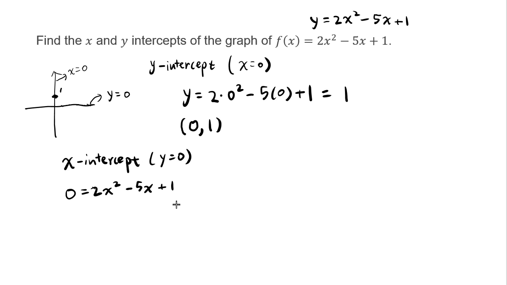How do you solve a quadratic equation? Well, if you can factor it, that's great. You can solve the quadratic equation by factoring. But if you try, you'll see that this cannot be factored, because if you multiply the first and last, 2 times 1 is 2, and you're looking for two numbers that multiply to 2 and add up to -5. No matter how you try, you don't get any two numbers that satisfy that.